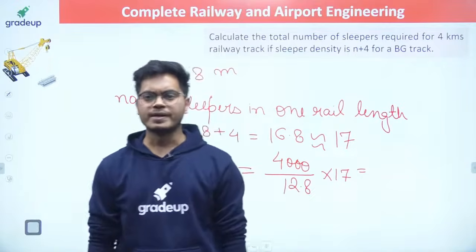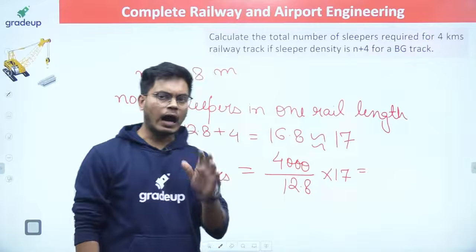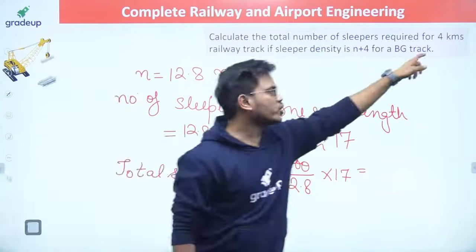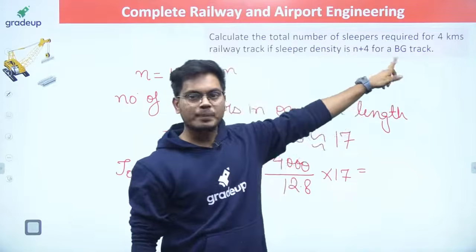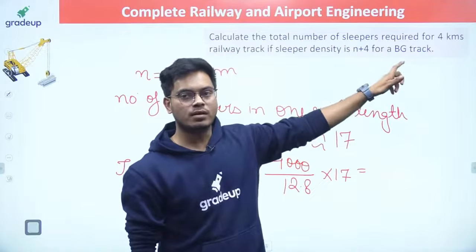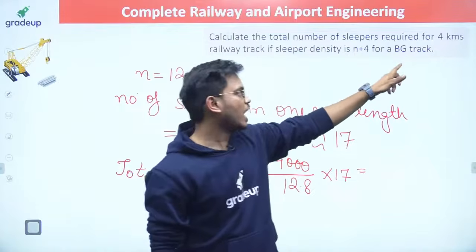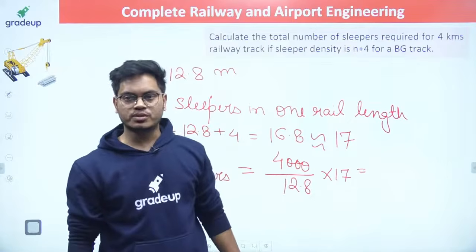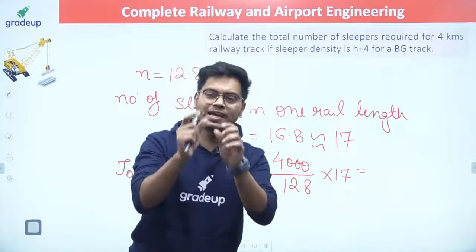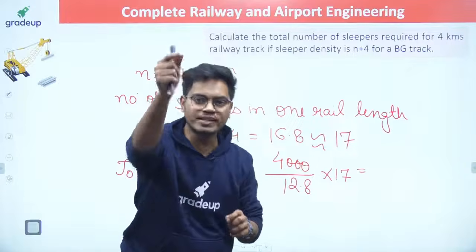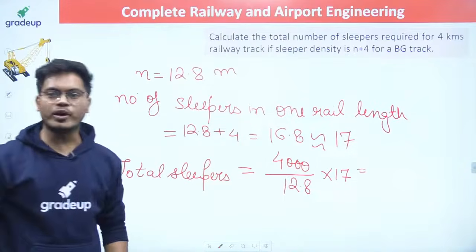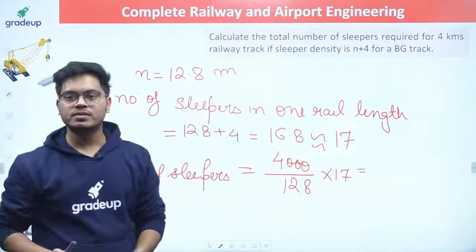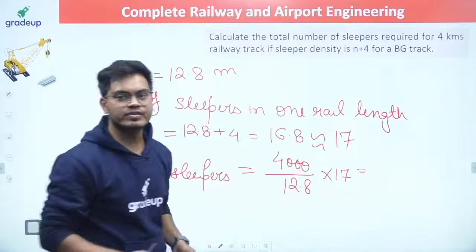In one rail length, I am using 17 sleepers. I have a total of 4 kilometers. So check how many rails I will be using to form the complete 4 kilometer stretch. The number of rails I'll be using is 4000 by 12.8, and in one rail I'm using 17 sleepers. So the correct answer will be 5313.